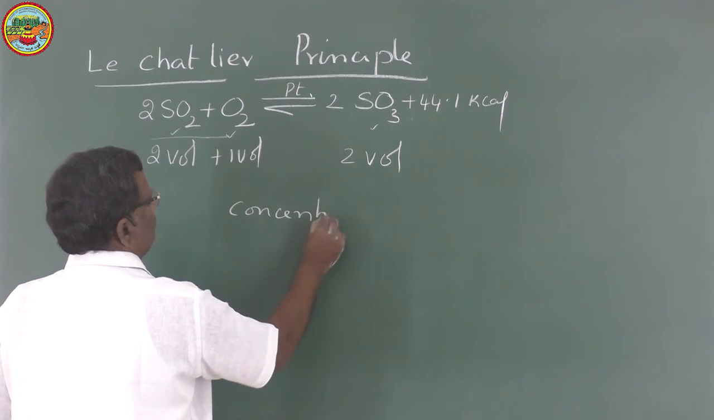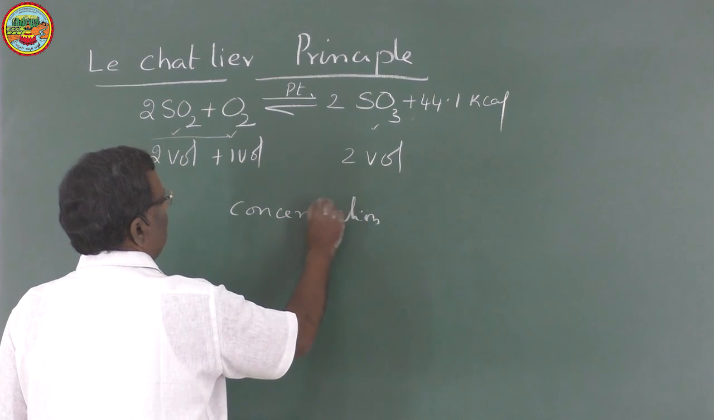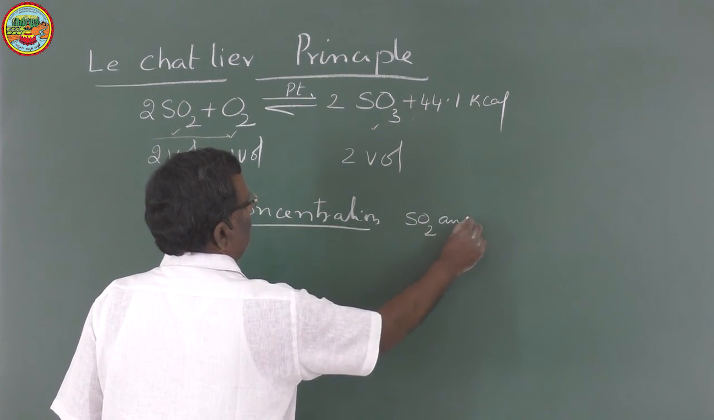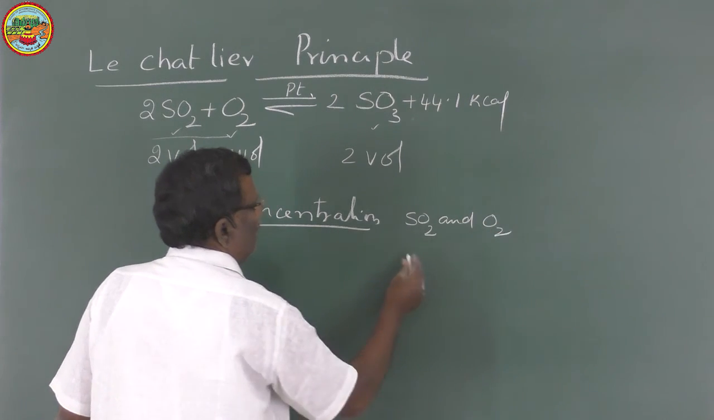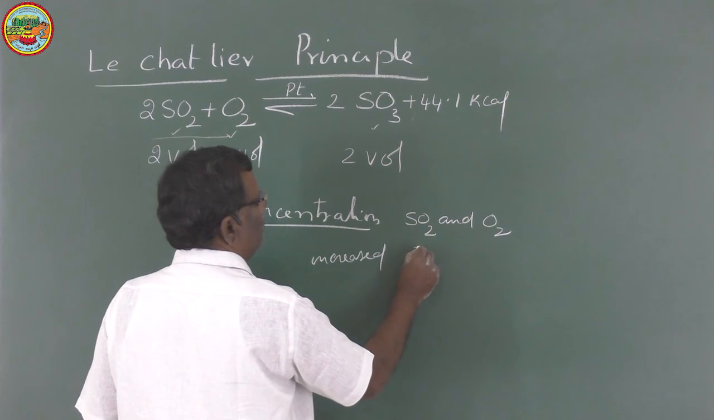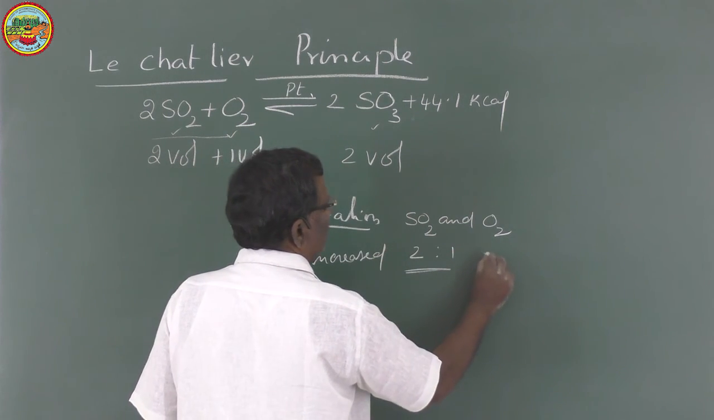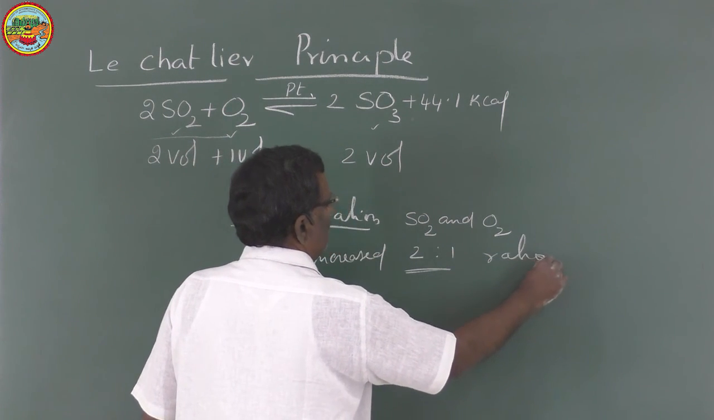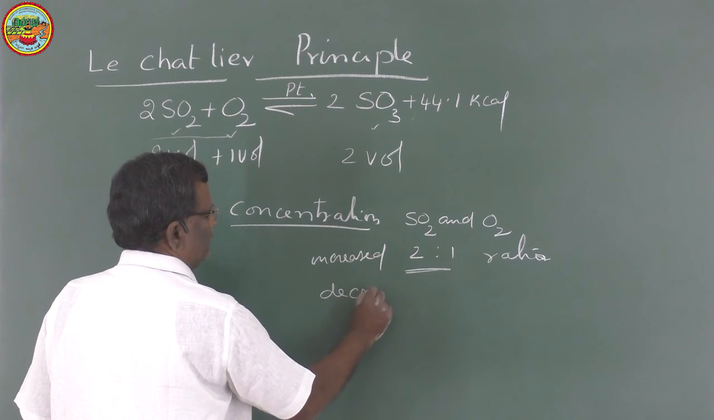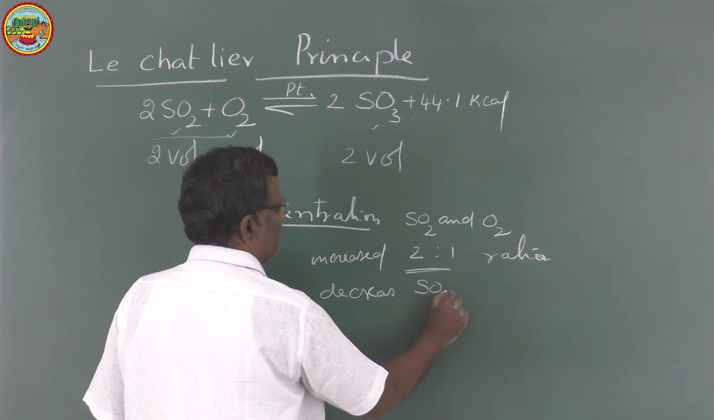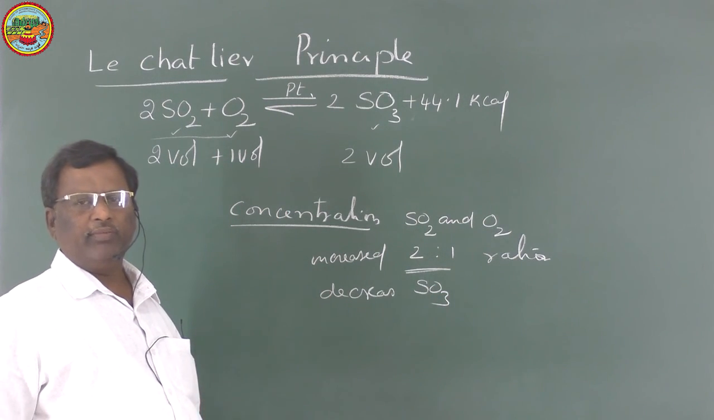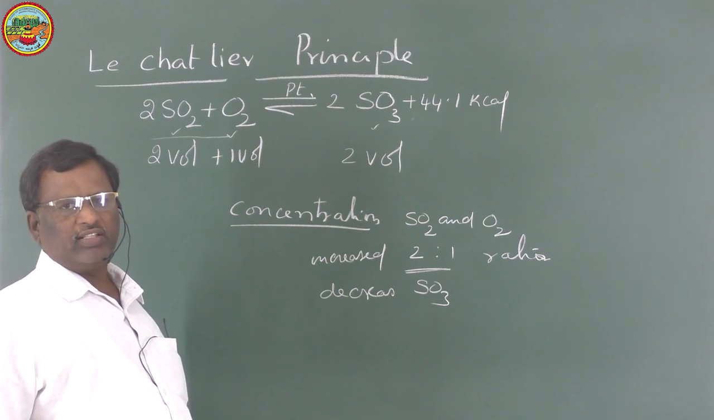So in the preparation of SO3 by the contact process, with respect to concentrations, SO2 and O2 are increased time to time in 2:1 ratio, and SO3 should decrease. SO3 concentration is decreased by removing SO3 from the container time to time. This is with respect to concentration.